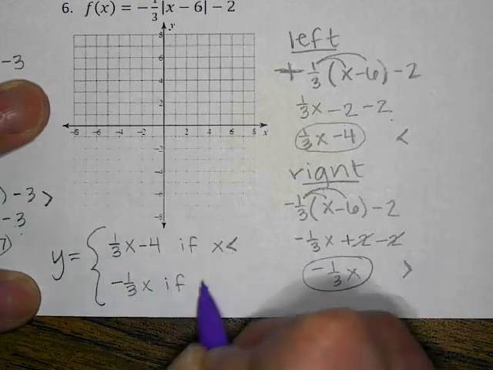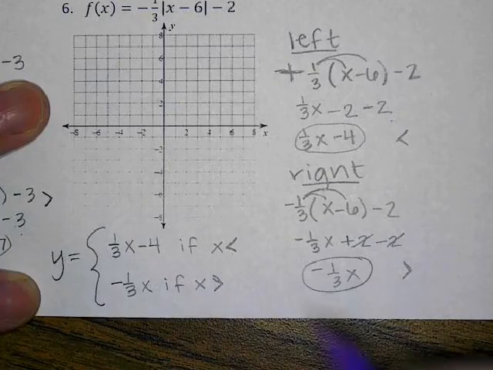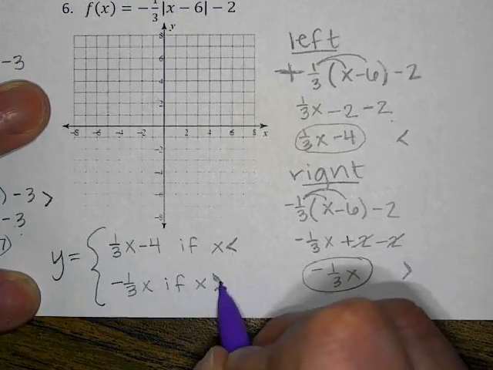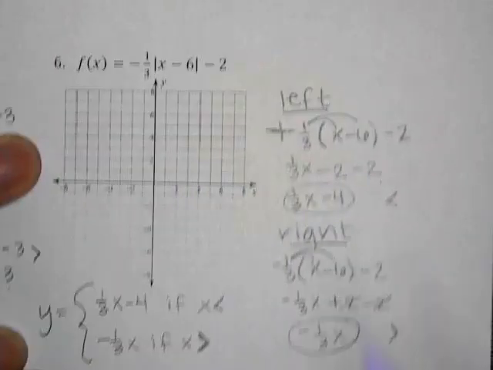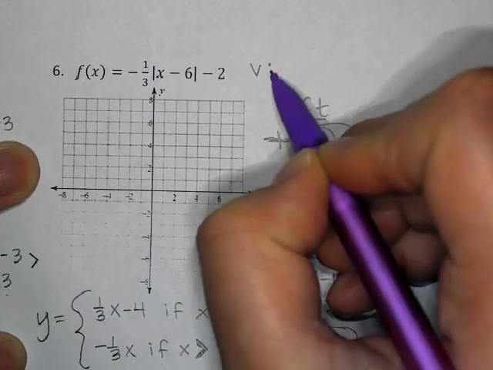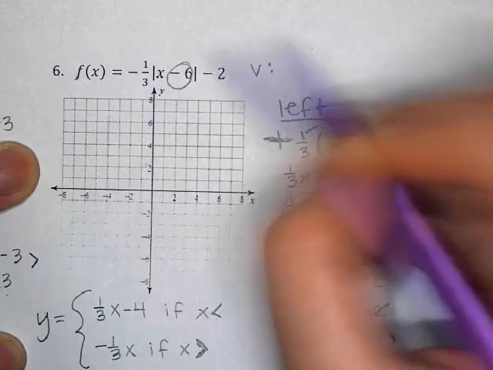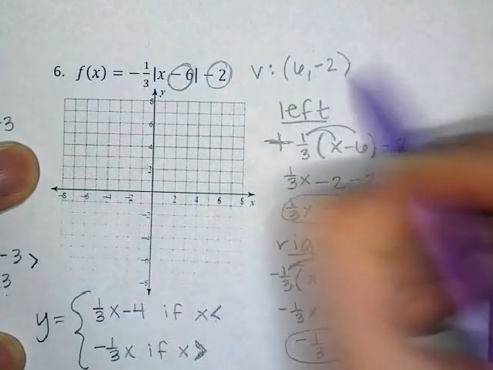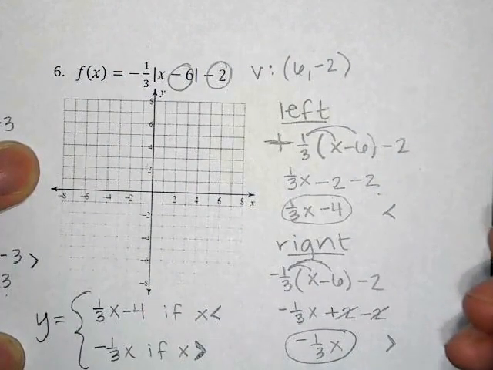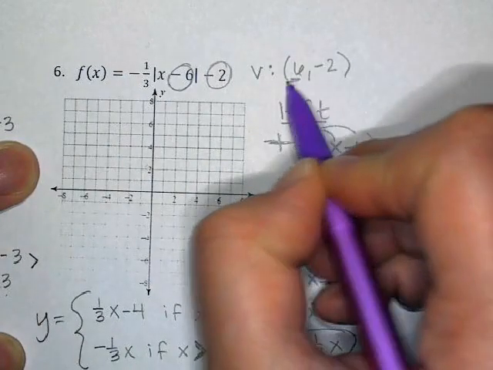And then now we have to go see what the vertex is. And the vertex is +6, -2. And which coordinate of the vertex do we use? We use the 6 because it's the x value. And down here it says x.